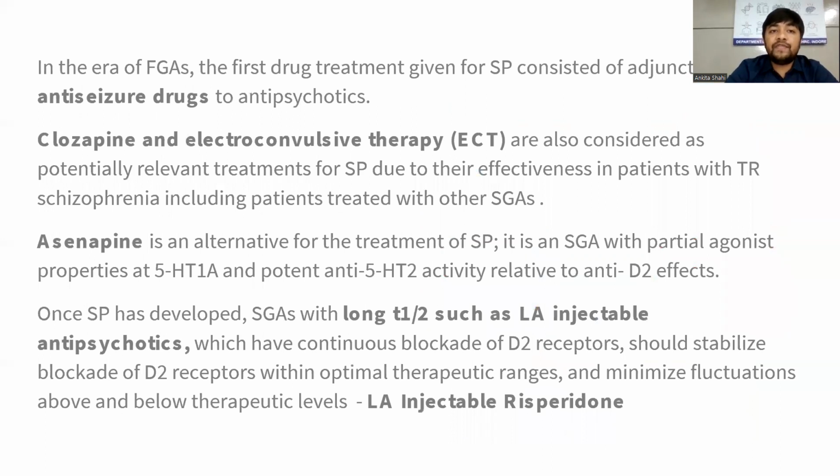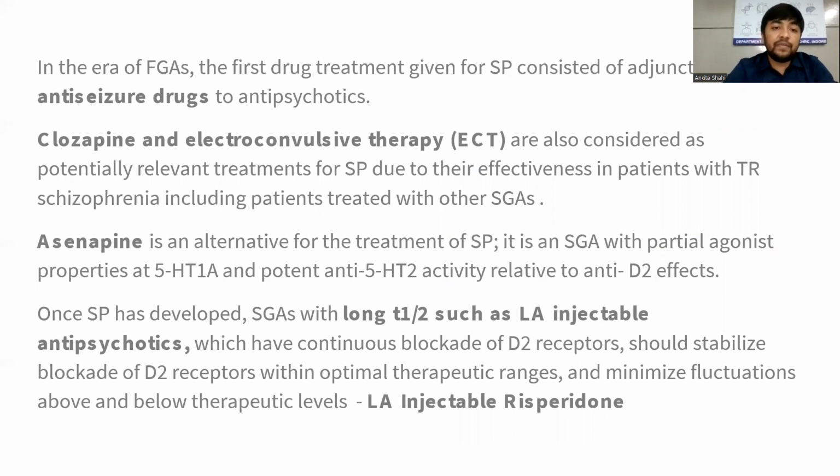In the era of FGAs, the first drug treatment given for supersensitivity psychosis consisted of adjuvant anti-seizure drugs added to antipsychotics. Clozapine and ECT were also relevant treatments for supersensitivity psychosis. Asenapine is an alternative treatment for SP. It is an SGA with partial agonistic properties at 5-HT1A and potent anti-5-HT2 activity relative to anti-D2.